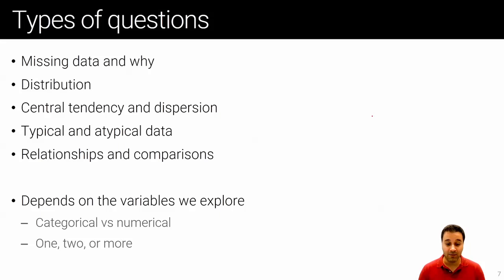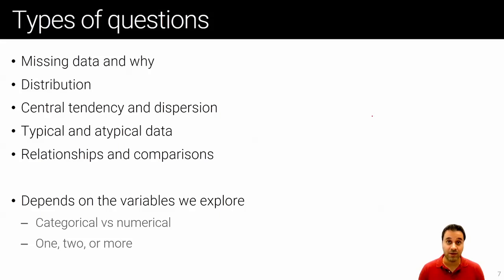So do the variables tend to concentrate around a certain value, or do they tend to disperse a lot and they are all over the place? What about typical and atypical data? What do they mean? And are there relationships, patterns? Can we compare variables across, for example, different groups? And as we said, everything depends on the variables we explore. So for example, it depends on whether they are categorical or numerical.